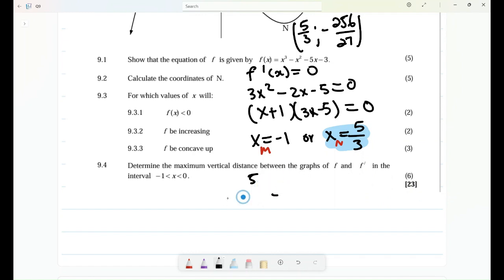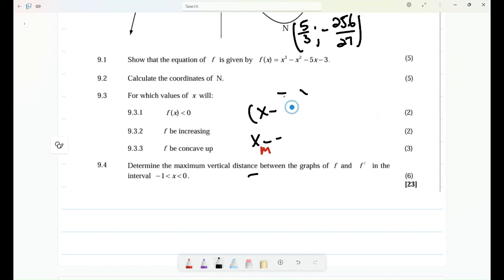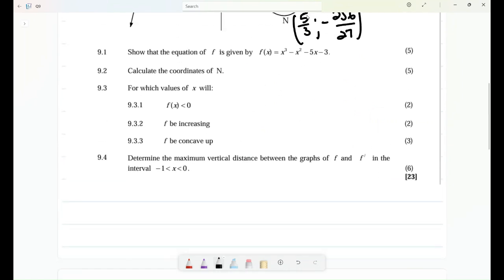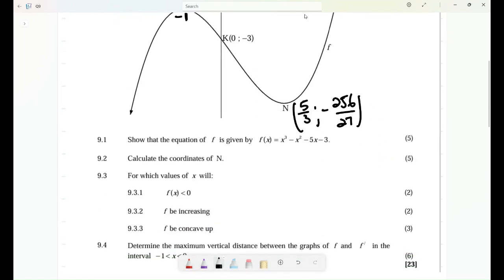5.7 says, for which values of x will f of x be less than 0? These questions, I like to translate it like this. f of x is less than 0 where our graph is below 0, below the x axis. All right, where is our graph below the x axis?